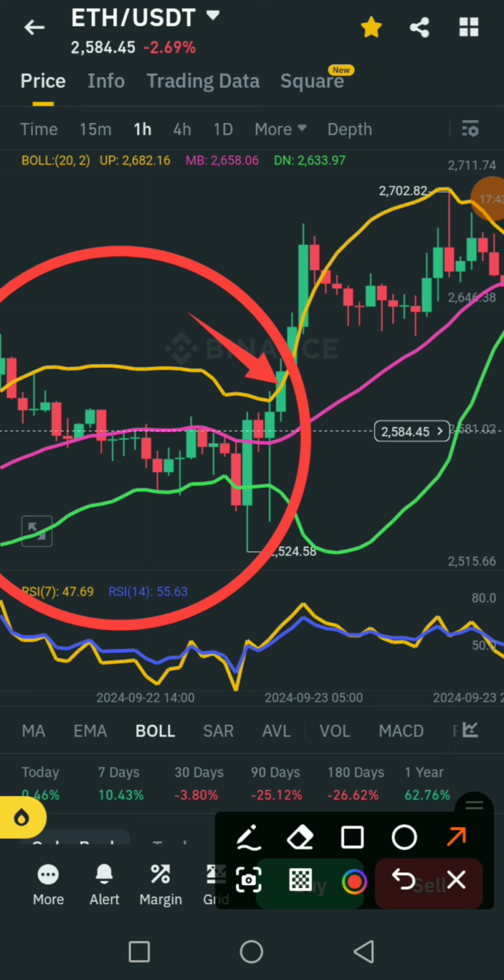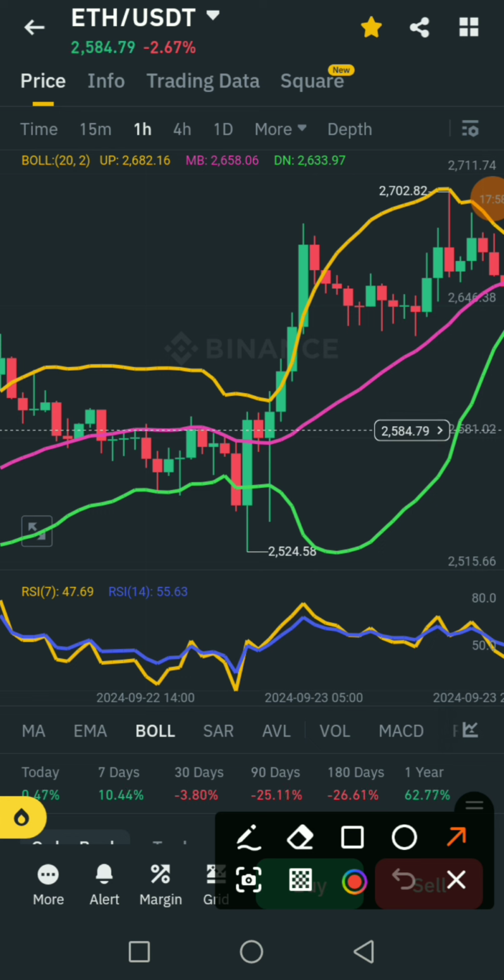Typically we can conclude the market is going in an upward trend when RSI 14, which is this one, let me indicate it for you, the blue one right over here. We can conclude the market is going bullish, which is if the market is going on an upward trend, when this RSI 14 is equal to 50 or greater than 50. As you can see over here, RSI 14 is on 55. So that means that this is a bullish territory.